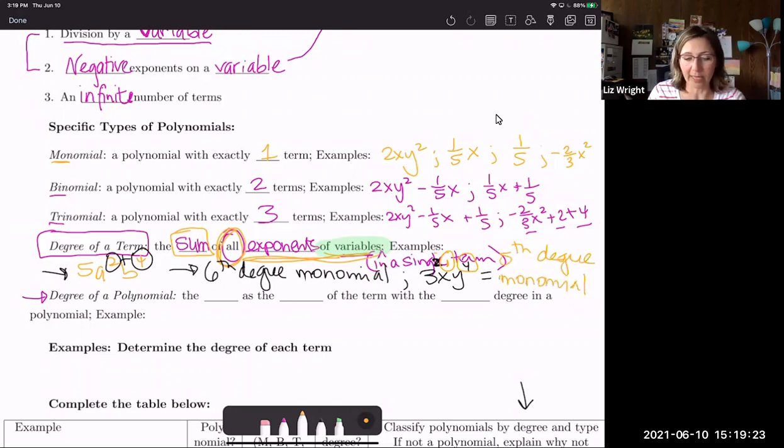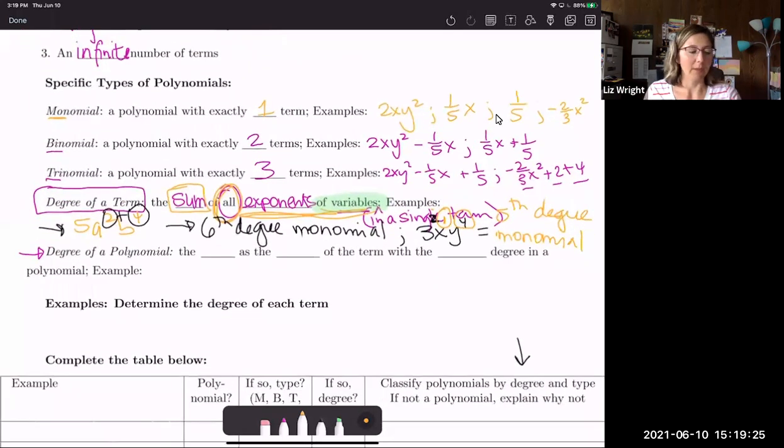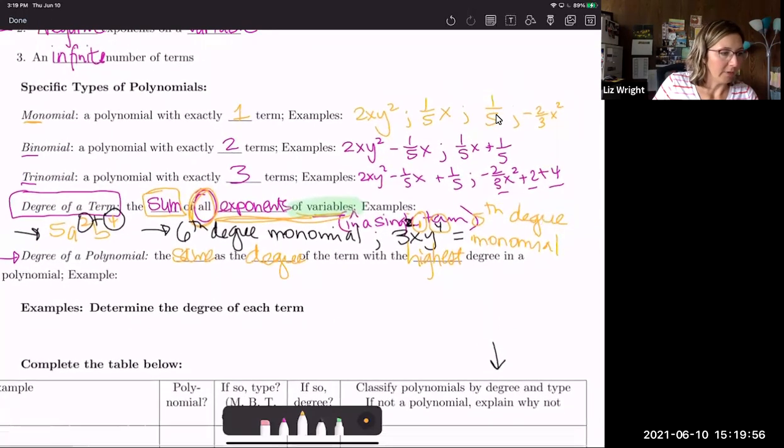All right, so then how will that compare to a polynomial? Well, a polynomial means we're going to find the degree of each term in the polynomial, and whichever one of those terms has the highest degree, that will also be the degree of your polynomial. That's what we're going to fill in these blanks. It's going to be the same as the degree of the term with the highest degree in a polynomial.